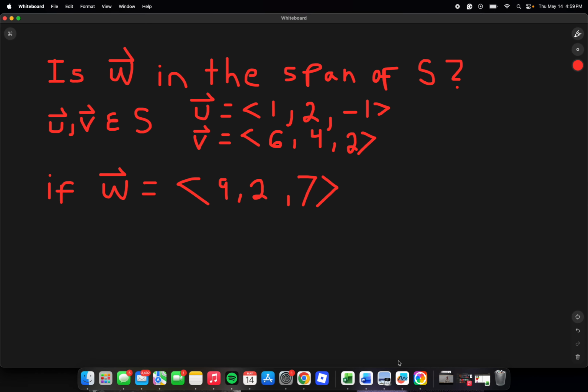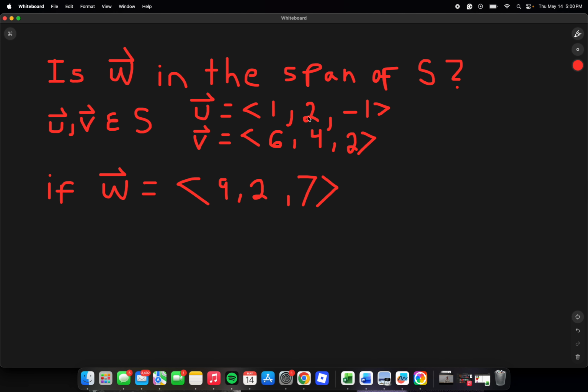Hi everyone. Today we're going to be visualizing span and basically understanding if a vector is contained within a span of S. So how we do this is let's say we have a subspace of vectors, and the subspace elements are comprised of u and v. So it's a two-element subspace.